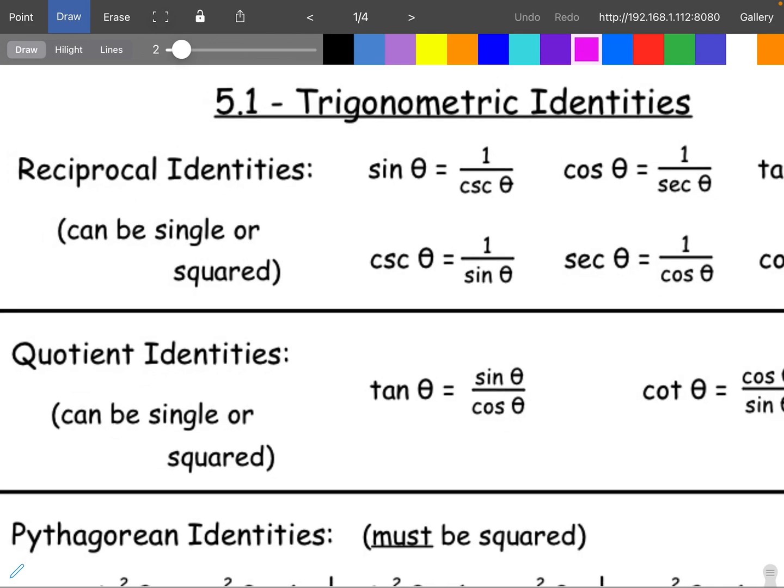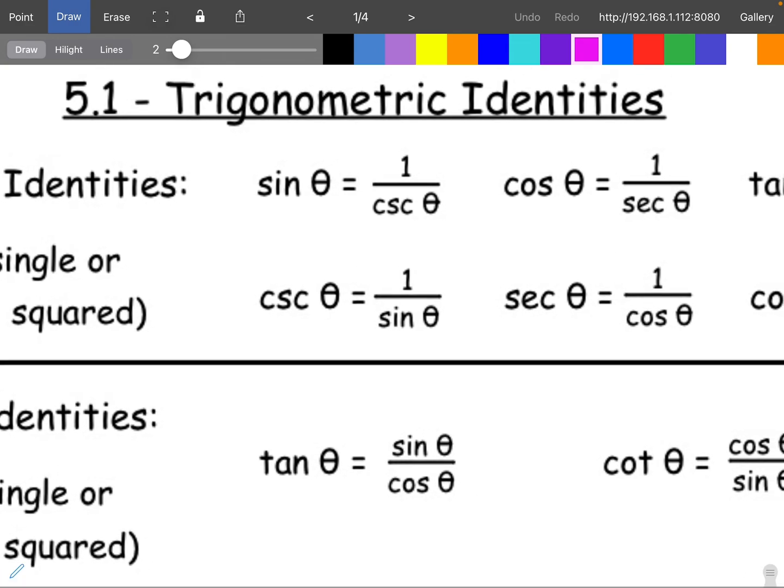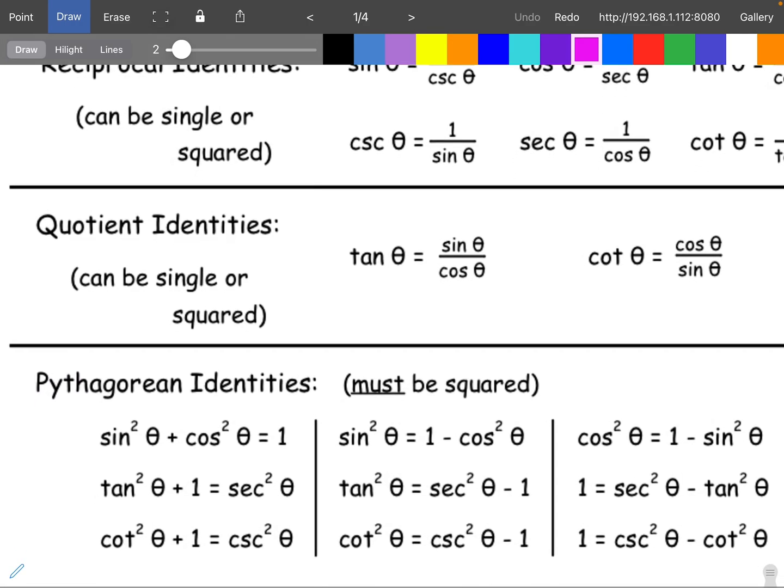Now, one other thing to note about these is that our reciprocal identities can be used as singles or squared. What that means is that these identities right now are given to us as singles. So it's a single sine theta, a single cosecant theta. However, you can use this identity as squared as well, meaning you could have sine squared theta equal the same thing as 1 over cosecant squared theta. So those can be used as squareds just as well as singles. Notice that the square goes between the sine and the theta. It does not go all the way at the end. So those can be single or squared, and so can our quotient identities.